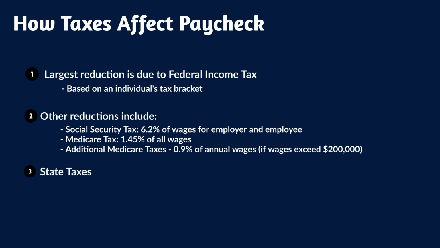Number 3, state taxes. State tax is additional to federal income tax and varies by state. Some states, like Florida, don't have any state tax. Number 4, W-4 forms. W-4 forms need to be updated every year. It indicates how many dependents an individual has, and that will dictate how much tax is withheld.